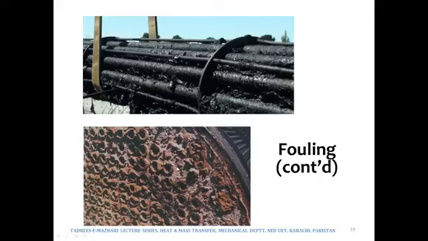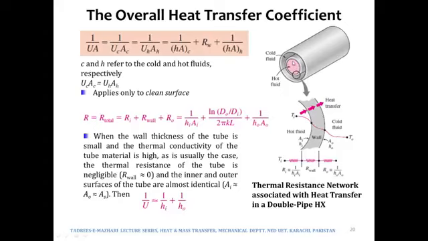Now over here, if this is the heat exchanger, this is the inner tube, and there is an annulus. Through the inside tube flows the hot fluid, and through the annulus flows the cold one. So this is how the overall resistance or overall heat transfer coefficient would be written in this form. And what are those?